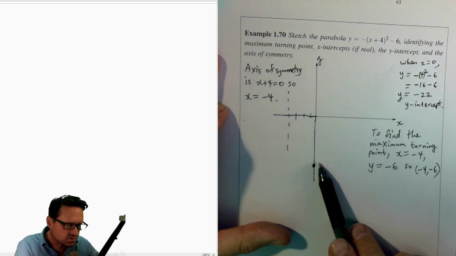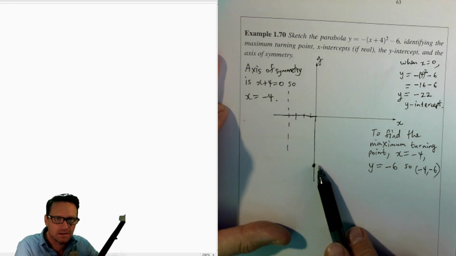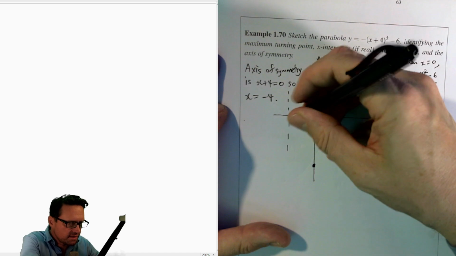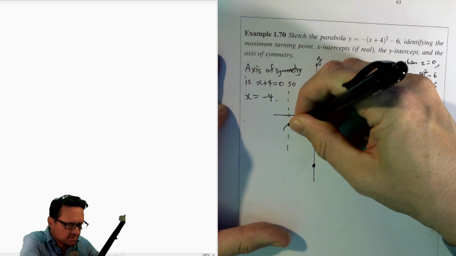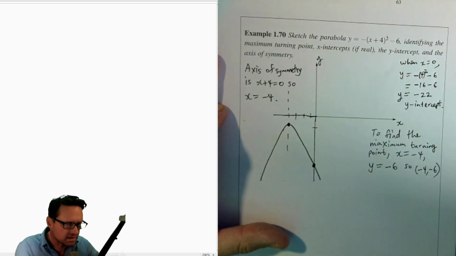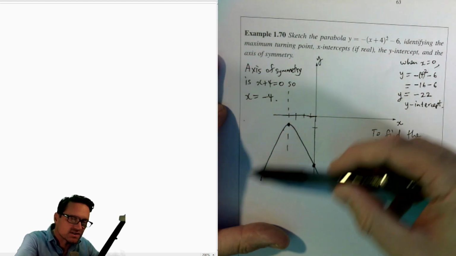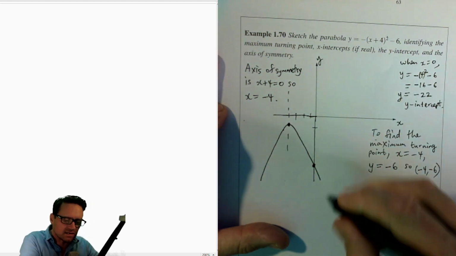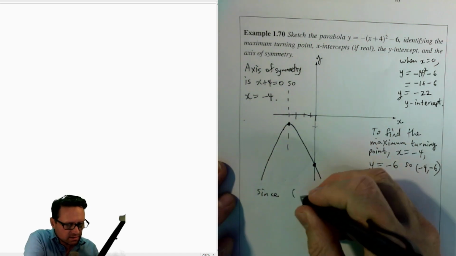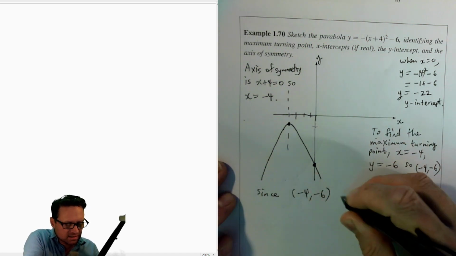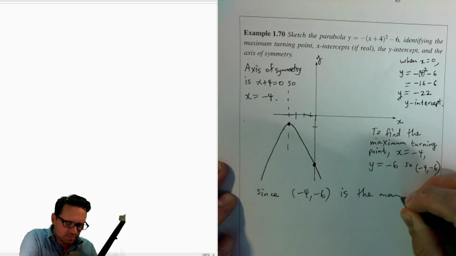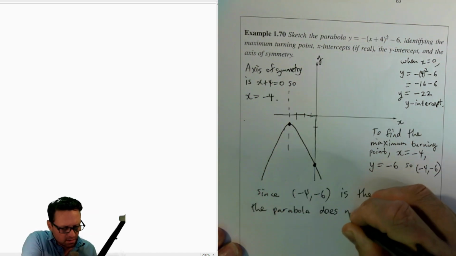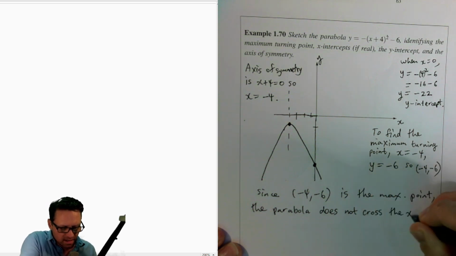Now, since we've chosen minus 22 down here, we should choose minus 6 to be somewhere up here. Okay, and so then this would be our maximum turning point. So our parabola looks something like that. Now we can see that since the point (minus 4, minus 6) is the maximum turning point, and I'll just put maximum point, the parabola does not cross the x-axis.